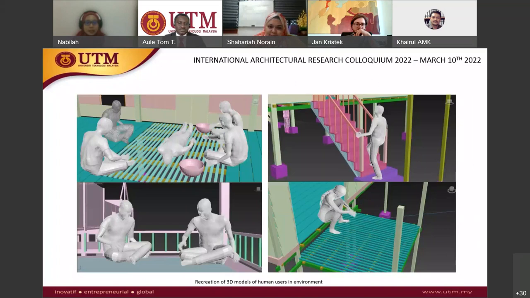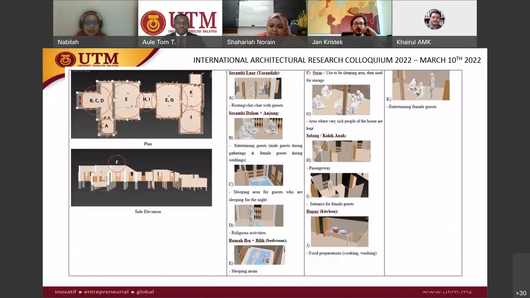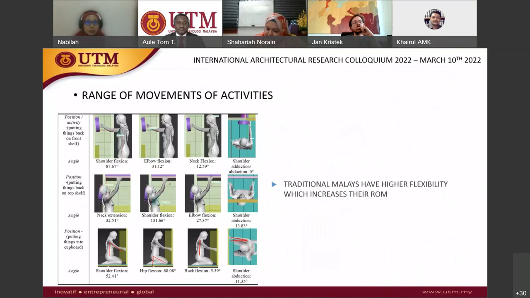So from this, after the recreation has been done, each space and each activity were listed down, in order to have a visual representation of the activities and also the furniture used in the spaces. How I analyzed the ergonomic properties is to look at the range of movements. This is one example of the analysis of range of movements.